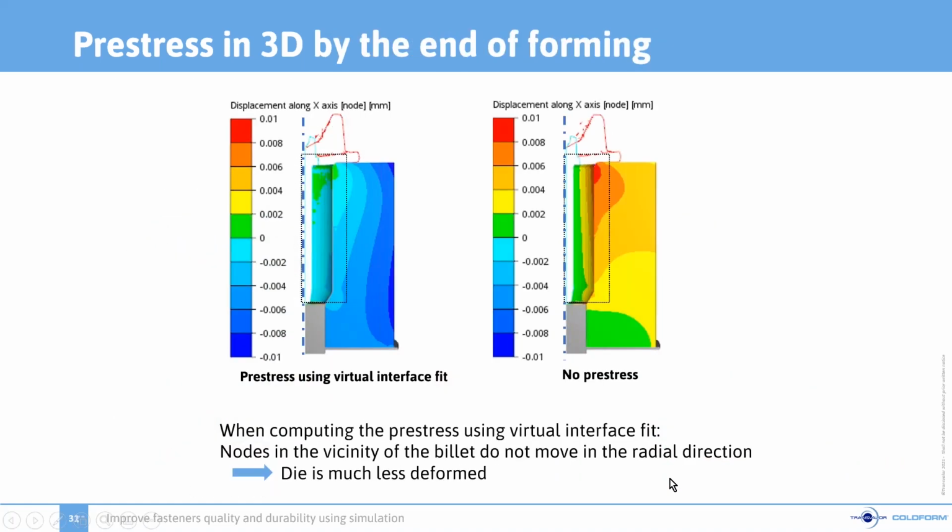When computing the pre-stress, here, for example, we model the pre-stress in 3D. And here we will analyze the results of this pre-stress by the end of forging. When computing the pre-stress using virtual interference fit, the nodes that are in the vicinity of the billet do not move. There is no displacement of the die in the vicinity of the billet. Here we can notice that the displacement of the die near the billet is neglected when considering a pre-stress.